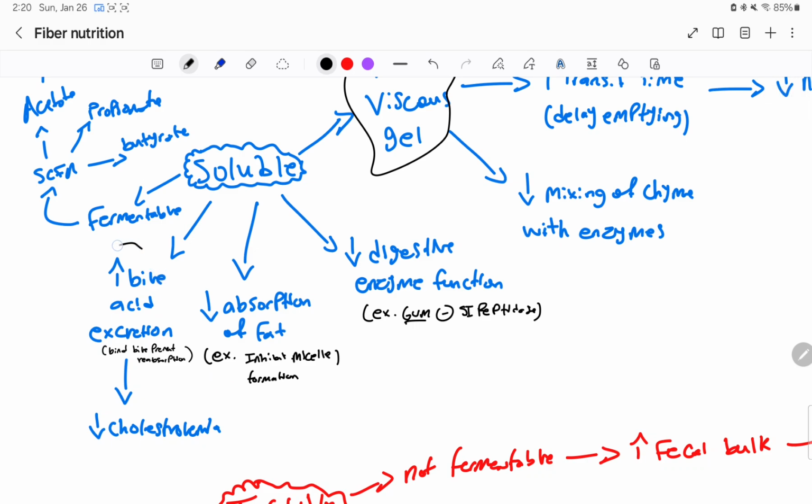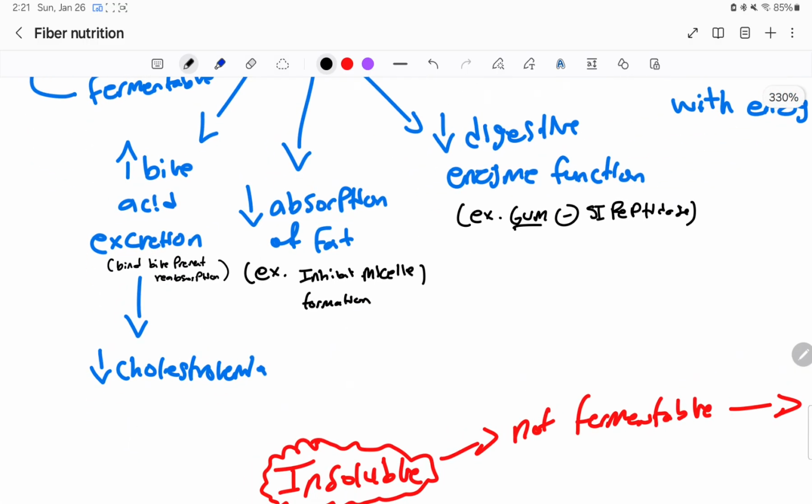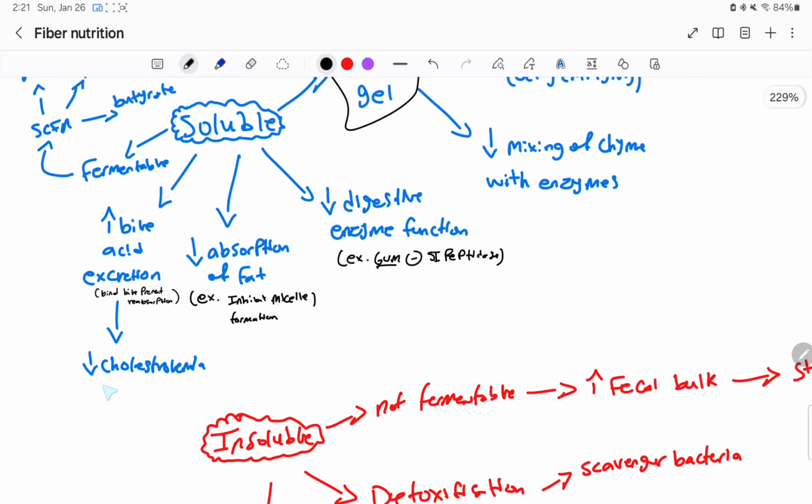Another thing is they're going to increase bile acid excretion, and if they increase bile acid excretion, that's going to lower cholesterol levels, or cholesterolemia. Every time you see emia, it refers to something in the blood. How do they do this? Well, they're going to bind to the bile and prevent bile from getting reabsorbed. Because if you remember, 97% of bile would get reabsorbed at the level of the jejunum and the ileum, okay?